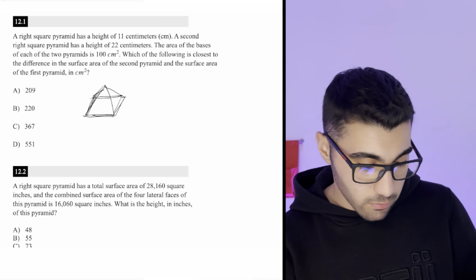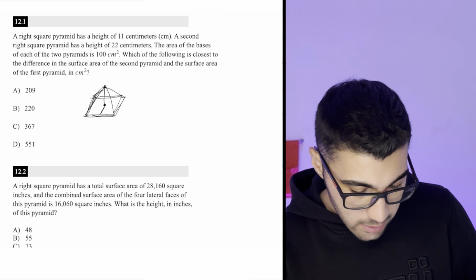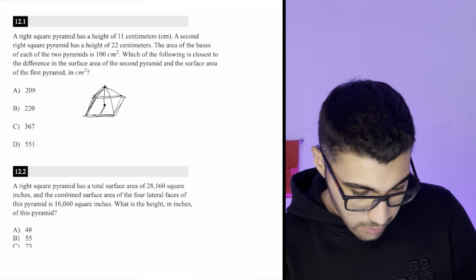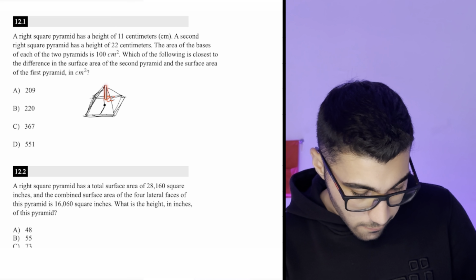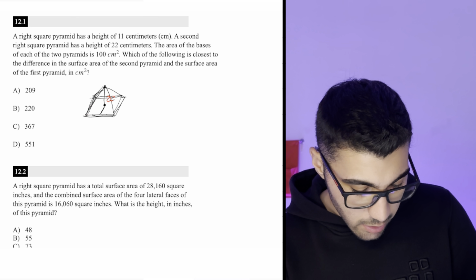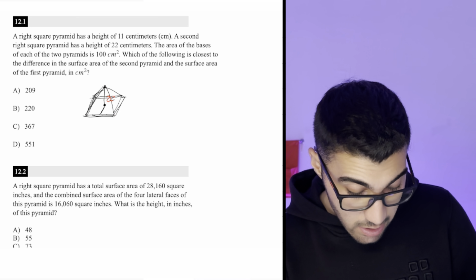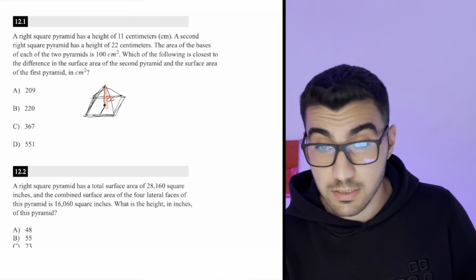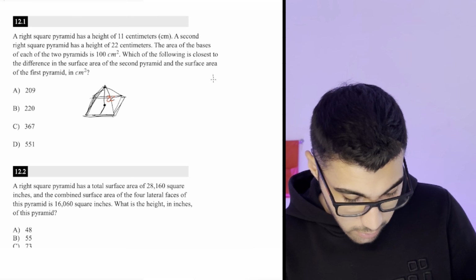Okay, so I have two of these pyramids. One has the height of 22, the other one has the height of 11. Let's say this is the 22 one. To find the area of this lateral face, which is a triangle, I want the base of the triangle times the height of the triangle. But here the height of this triangle is not the height of the pyramid. It's different. If you take this height, it's going to be a triangle like this. This is the height of the pyramid. This is the height of the triangle.